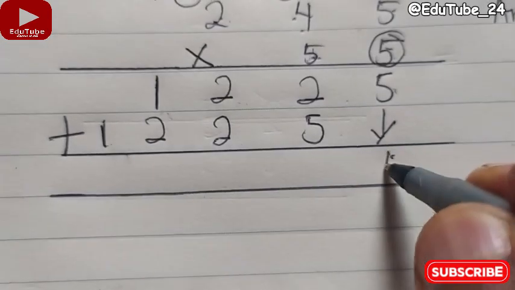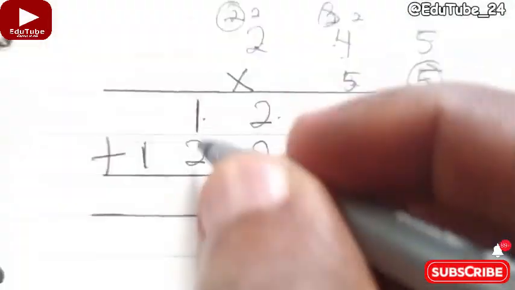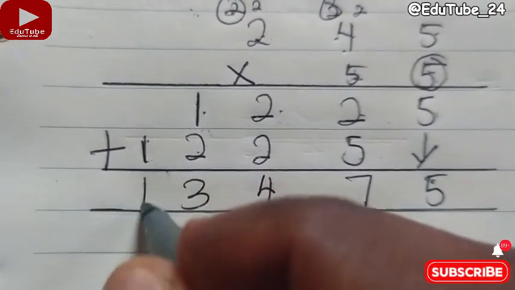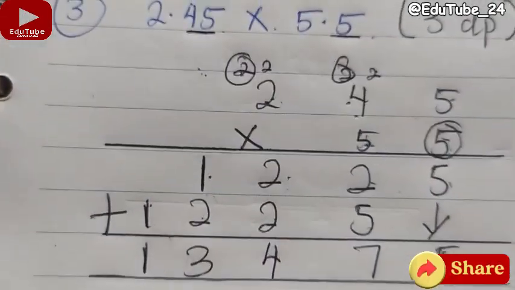Now the next thing is to add together the layers of numbers. So 5 comes down here. 2 plus 5 gives me 7. 2 plus 2 gives me 4. 1 plus 2 gives me 3. And 1 plus nothing gives me 1. Now we've gotten our answer, but this isn't our final answer.